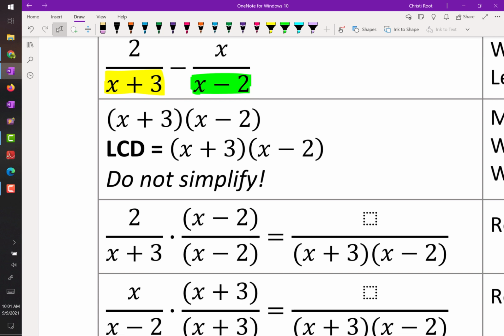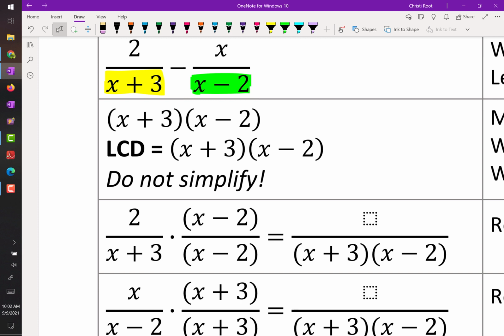Do I have anything in common? So when I'm looking for binomials, it's got to be all the binomial. I'm not looking just for x. I'm not looking just for 3. I'm looking for other x plus 3's. I don't have anything. So these two have nothing in common.